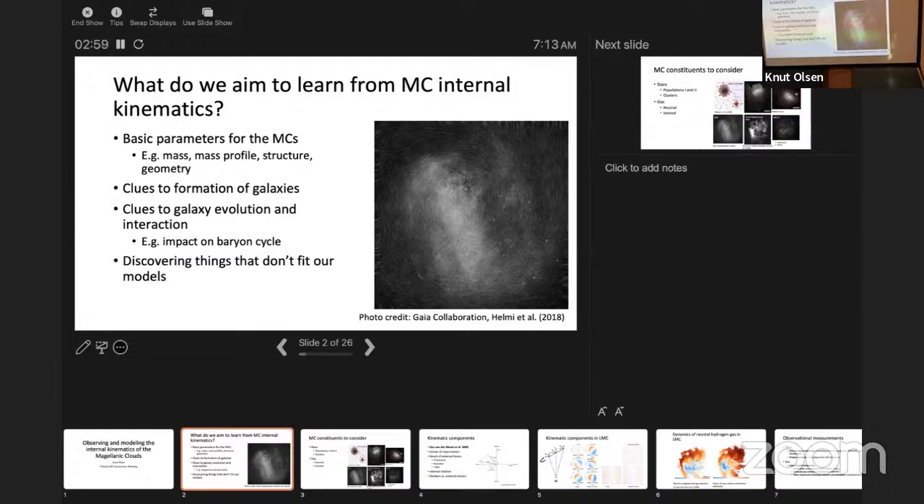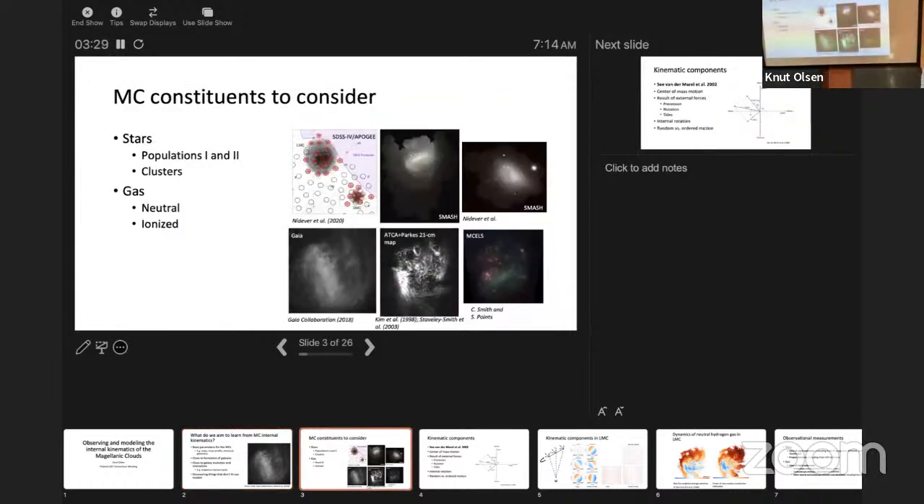are an interacting system. And this can also lead to our understanding of the impact on the baryon cycle in galaxies, which is itself a very important ingredient in understanding how galaxies form and evolve. And by trying to model everything that we see, we can also hope to discover things that don't fit the models, because those are often some of the most interesting things to learn about.